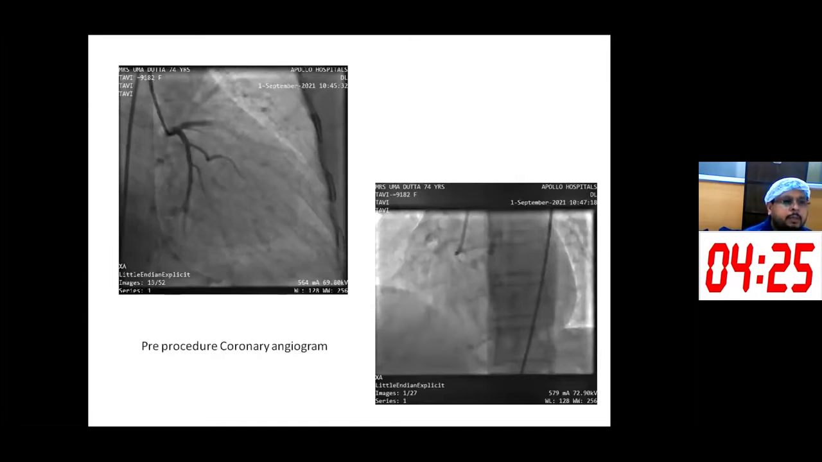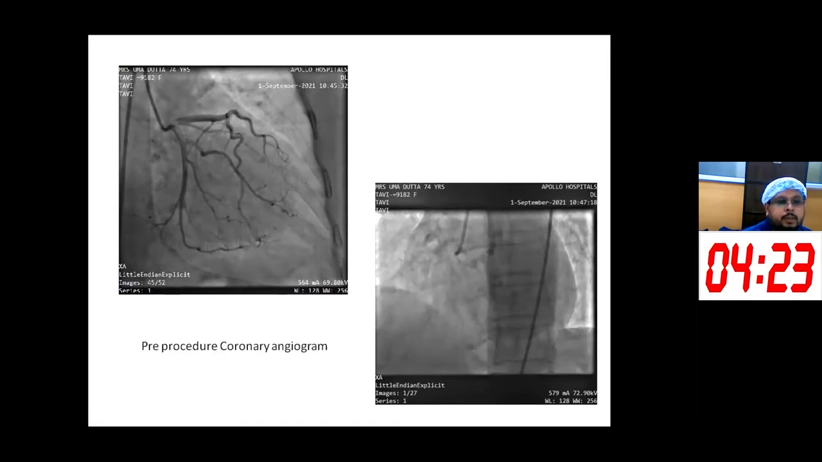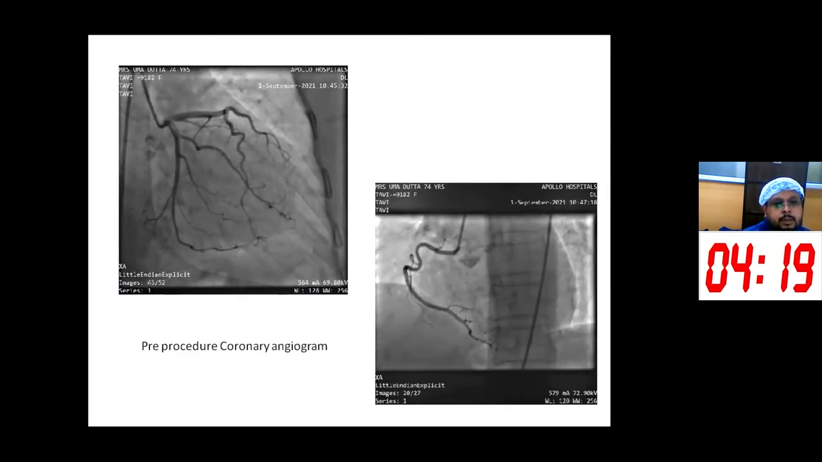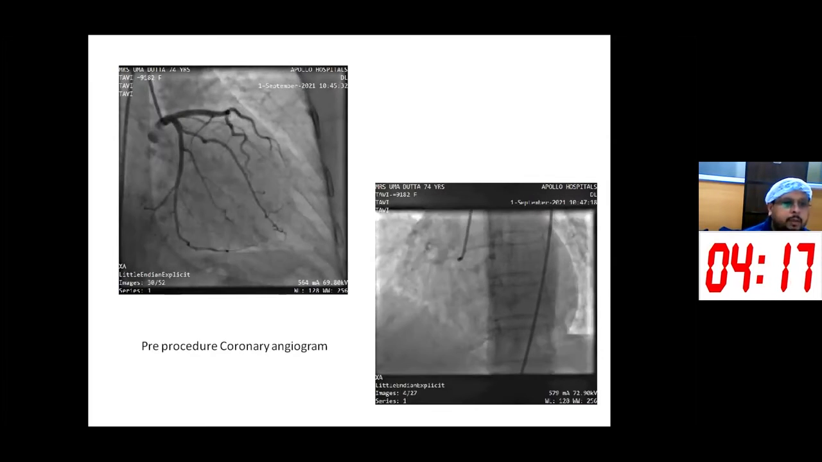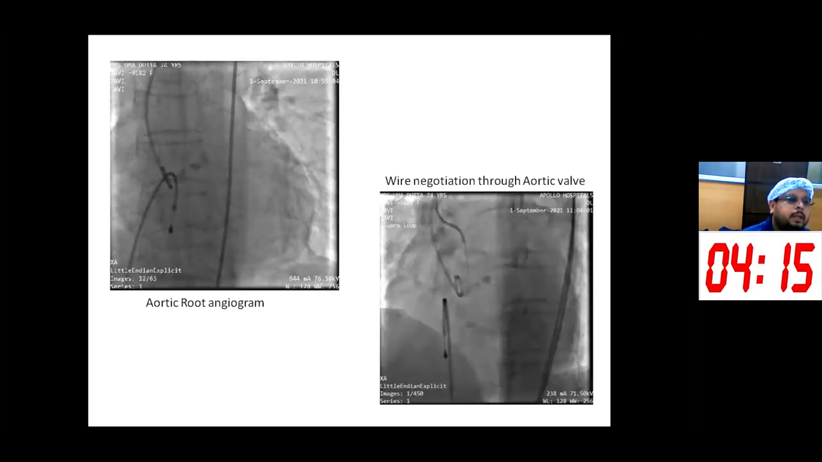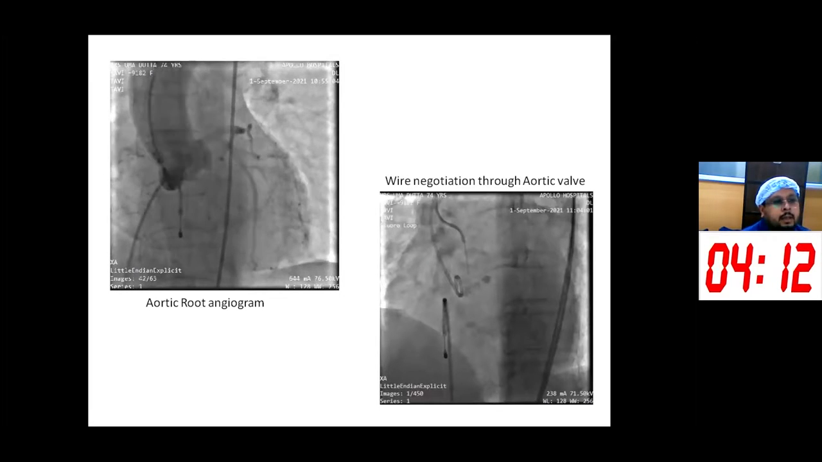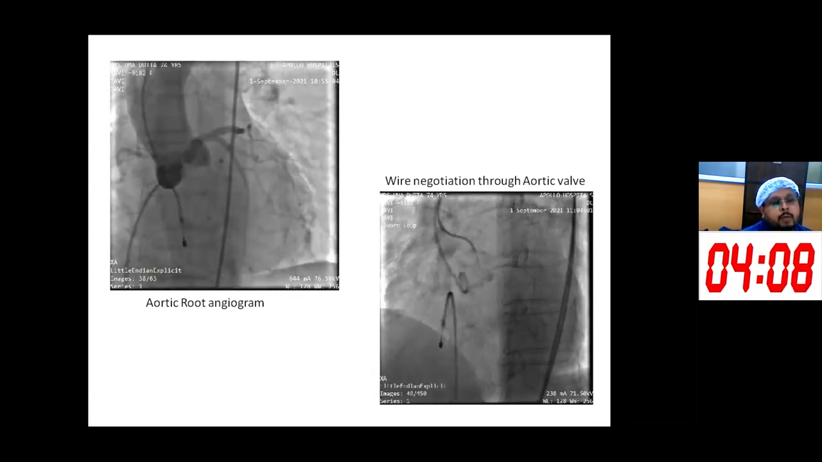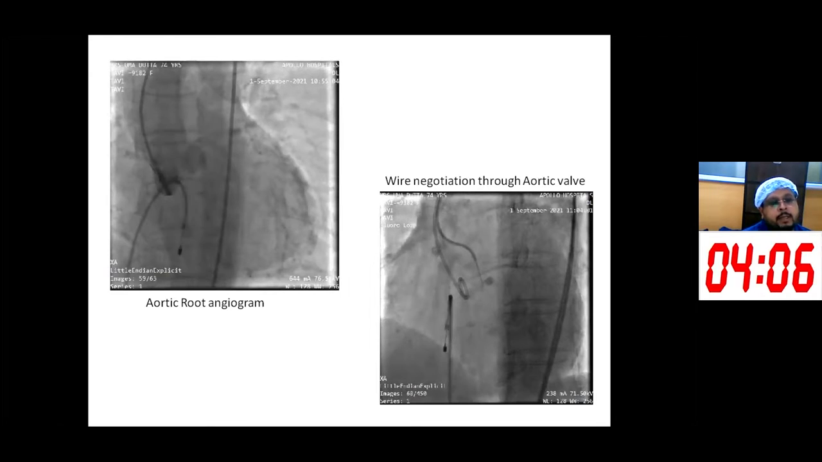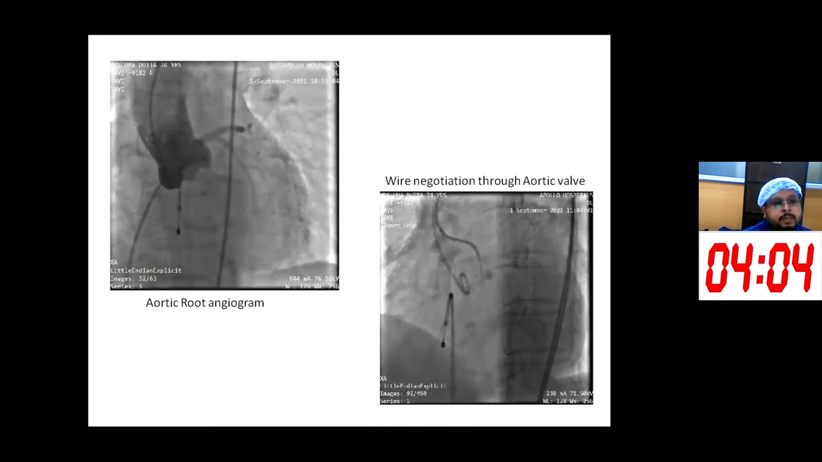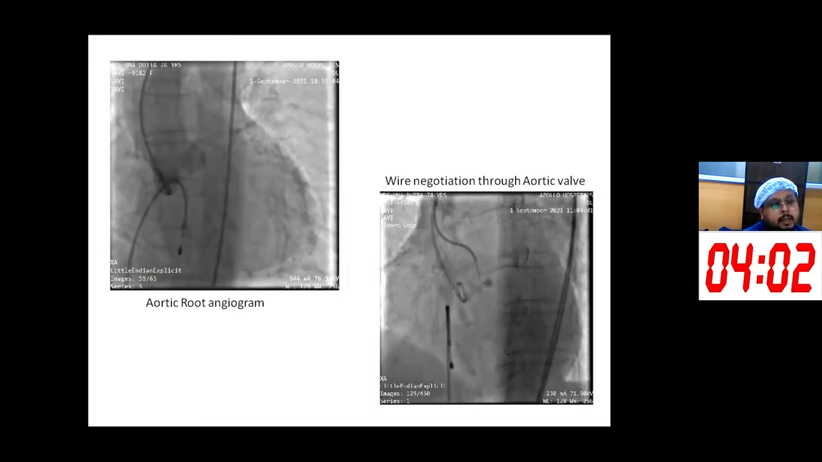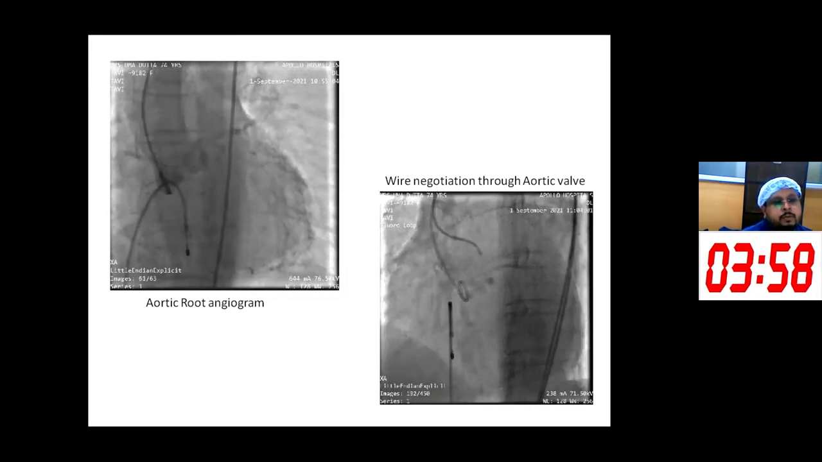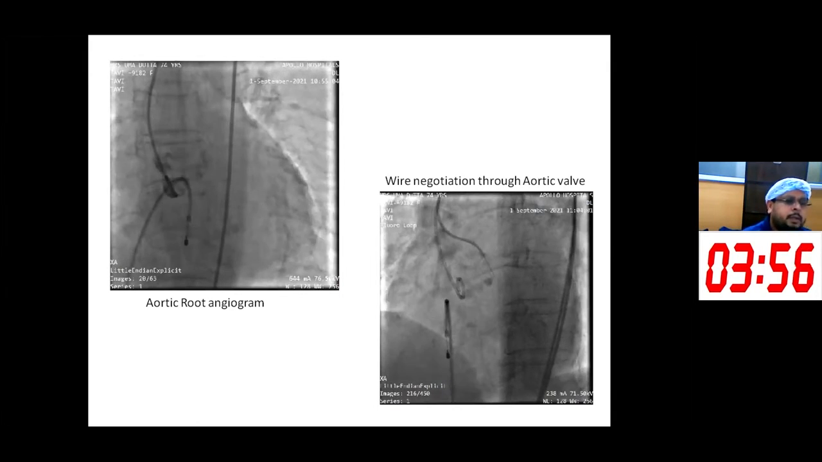Initially, we did the pre-procedure coronary angiogram just during the procedure. All three coronaries were more or less normal. After that, first we took two arterial access from both the right and left side, and venous access from the right and left side also. So we put a catheter.